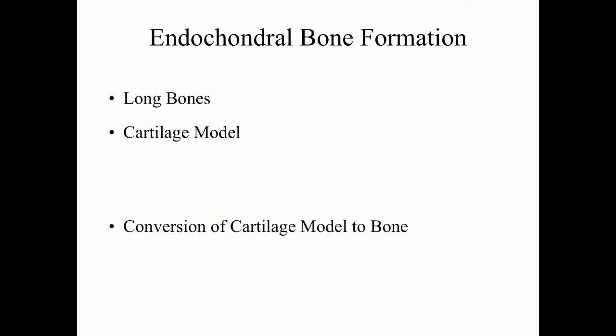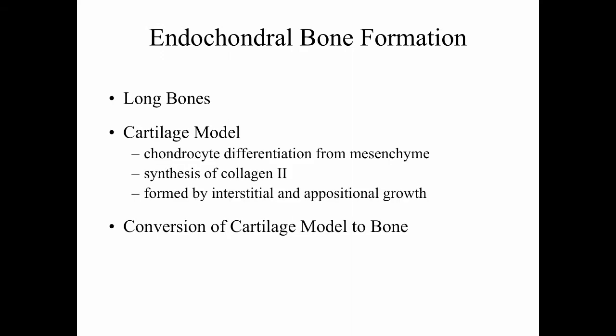Endochondral bone formation also occurs in the fetus, and we're going to describe endochondral bone formation. In the long bones, this is as the bones develop on a cartilage model. Chondrocyte differentiation from mesenchyme, synthesis of collagen type 2, that's occurring by interstitial and appositional bone growth. That's all part of the cartilage model, but you are eventually going to have a conversion of the cartilage model in the fetus to bone.